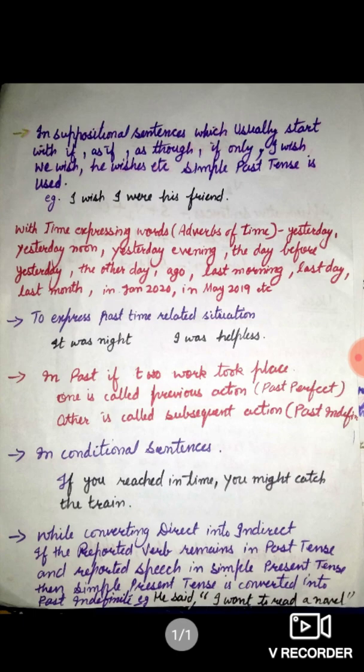Thereafter, we can take another example. The train had departed when he reached the station. One action had already taken place, and the action is the departure of the train, and when he reached the station, it is subsequent action which took place after the departure. What had already taken place? The departure of the train, and it is written in past perfect. And the action which took place later, he reached the station, it is written in simple past tense.